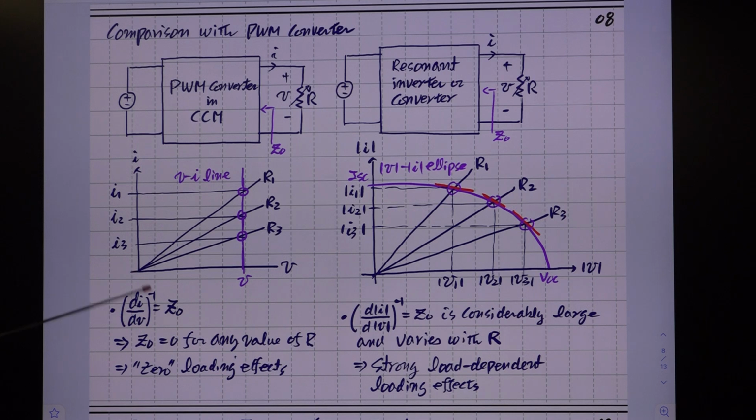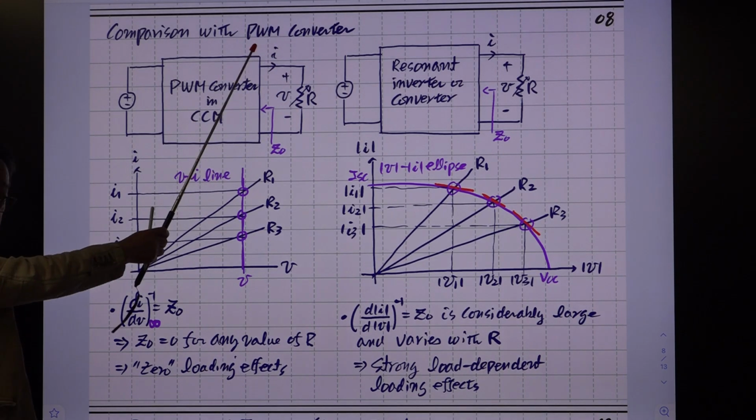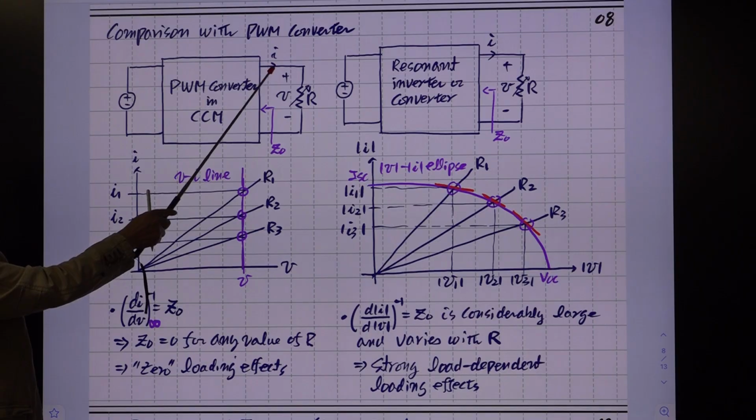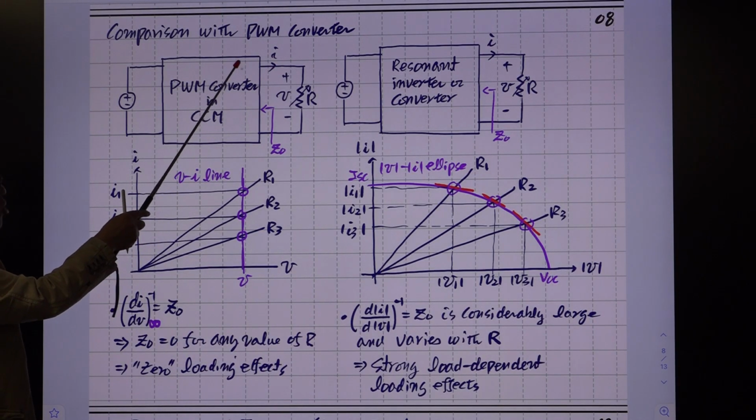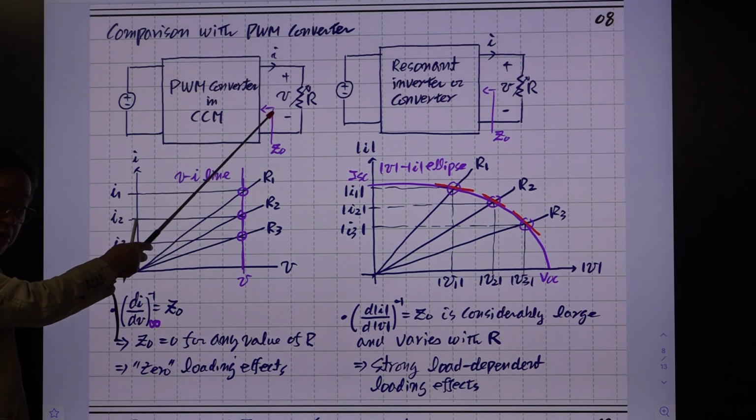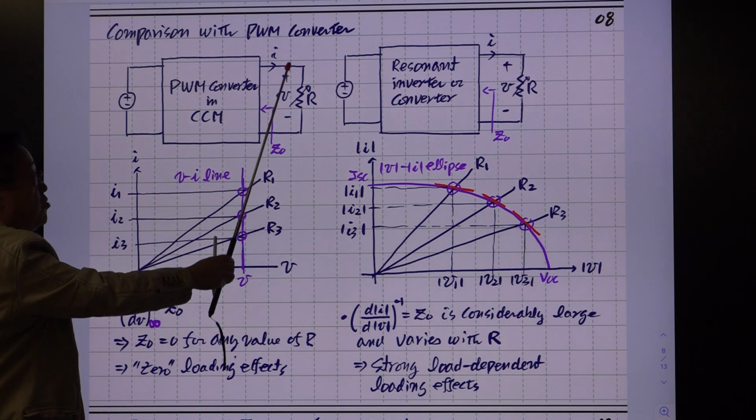The slope of this line: this is V, this is I. Then the slope becomes infinity. If you consider the inverse of that slope, 1 divided by infinity is 0. So this is the output impedance. For this PWM converter in CCM, the output impedance is 0, ideally. That means whatever value R might be, the output voltage remains the same because the output impedance of this one is 0. Otherwise, you have a voltage division factor here, and then the output voltage depends on this value.